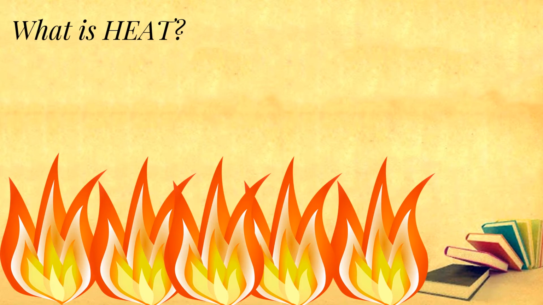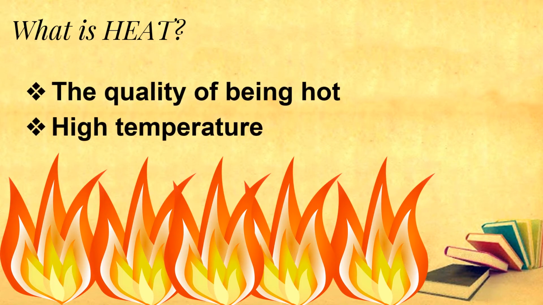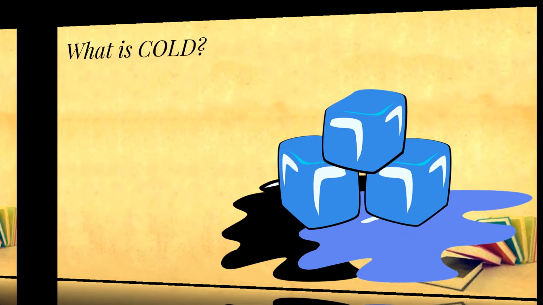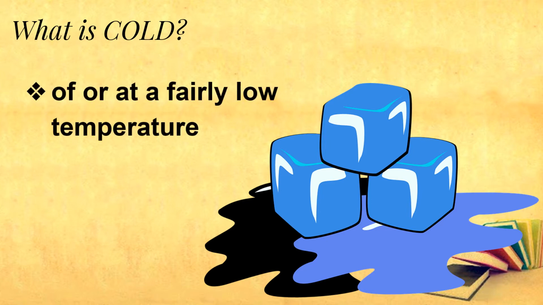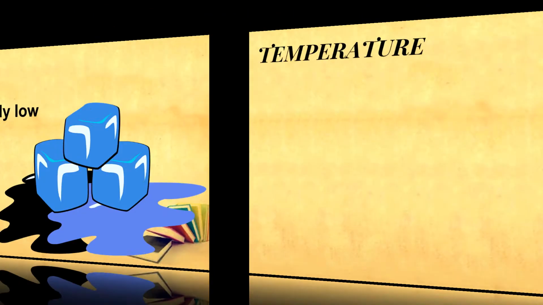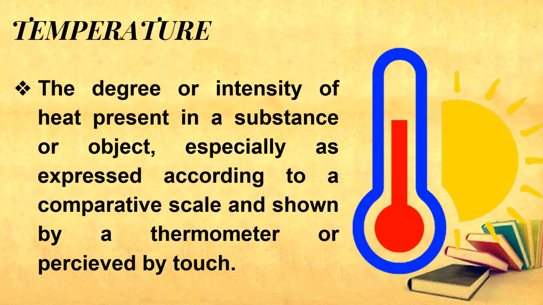Let us define what is heat. Heat is a kind of energy that is transferred from one body to another as a result of a difference in temperature. It has the quality of being hot or usually high in temperature. Cool or cold, usually off or at a fairly low temperature. Temperature, the degree or intensity of heat present in a substance or object, especially as expressed according to a comparative scale and shown by a thermometer or perceived by touch.